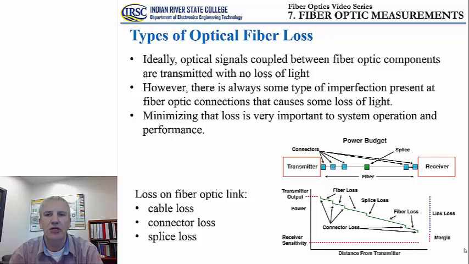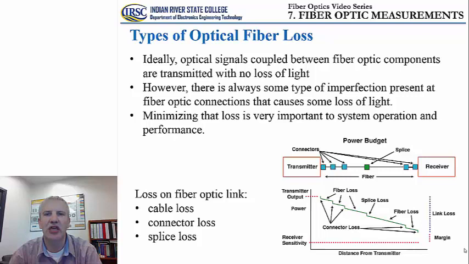So to clarify what kind of losses we are talking about, in the case of a fiber optic link, there are basically three specific types of losses. One is the cable loss, the loss that's present on an optical fiber. We also have connector loss, losses present in the connectors on the fiber optic link, and finally splice losses that are a result of optical fibers being spliced at certain locations.